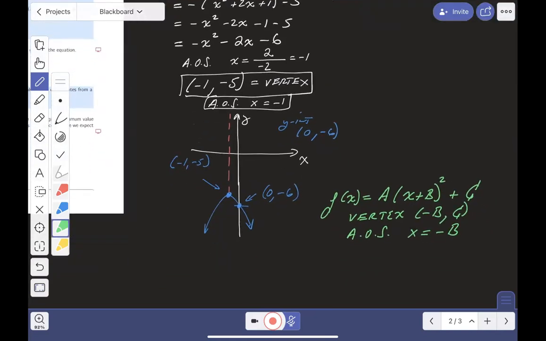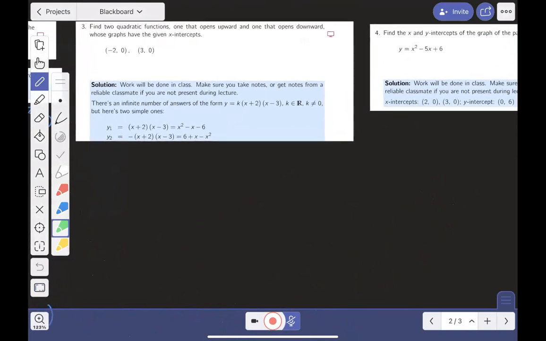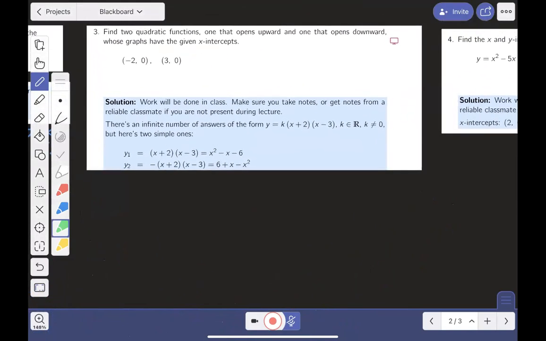If a is positive, it will open up. And this is how a lot of teachers teach in Math 100. I don't, though. If a is less than 0, it opens down. All right, that's number 2. Let's talk about number 3. Number 3 is also a Math 100 question.